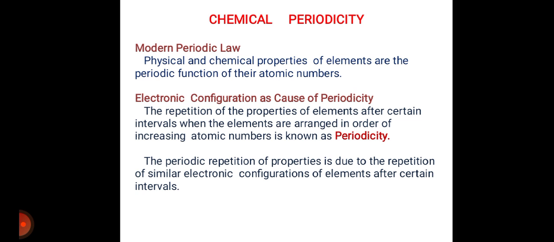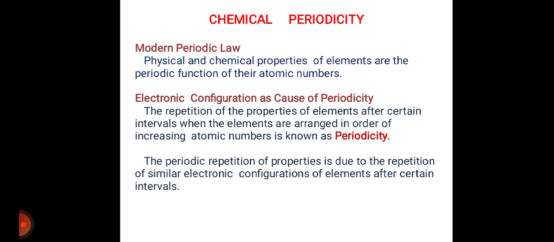Modern periodic law is nothing but the physical and chemical properties of the elements are periodic function of their atomic number. This is a very important modern periodic law. And then electronic configuration as a cause of periodicity.